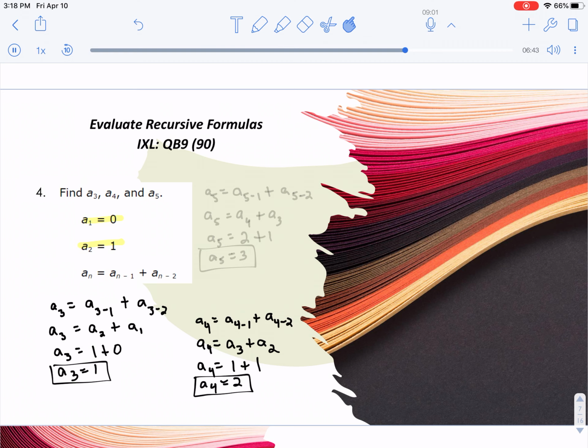And a sub 5, I'm going to put that at the top. I get a sub 5 is a sub 5 minus 1 plus a sub 5 minus 2. So a sub 5 is a sub 4 plus a sub 3. And we know a sub 4 we just found, it's 2. And we know a sub 3 is 1. And 2 plus 1 is 3, so a sub 5 is 3. So there's using a recursive formula to find a sub 3, a sub 4, and a sub 5.